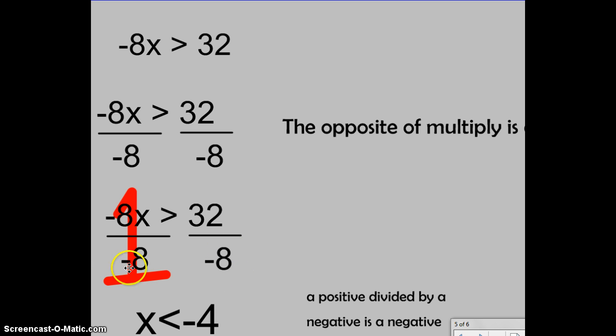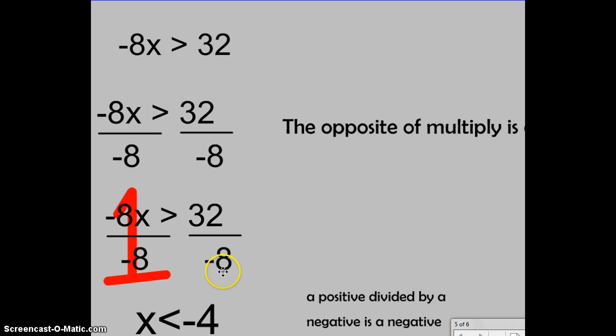As my notes state, when I multiply or divide by a negative number, I have to reverse the inequality. I had to divide by a negative 8 to isolate x, so I had to divide by a negative 8 on the other side. I have to flip my inequality. Anytime that you multiply or divide by a negative number, you must reverse your inequality.